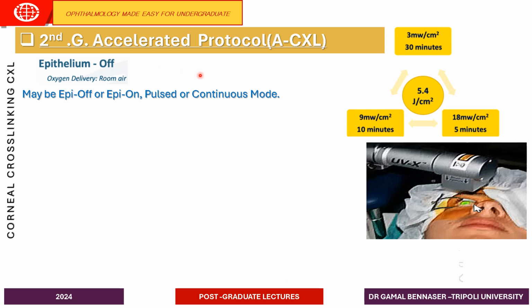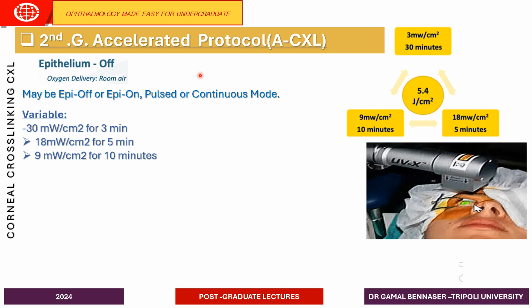The accelerated protocol can be with the epithelium on or epithelium off, with pulsed or continuous mode. So the idea is that instead of the 3 milliwatts in the classical protocol, we can use 9 milliwatt intensity for 10 minutes, or 18 milliwatt intensity for 5 minutes, or 30 milliwatt intensity for 3 minutes. If you multiply the intensity with the time, the amount will be equal to 90. So 18 multiplied by 5 is 90, and 30 multiplied by 3 is 90. So we keep the same amount of fluence.